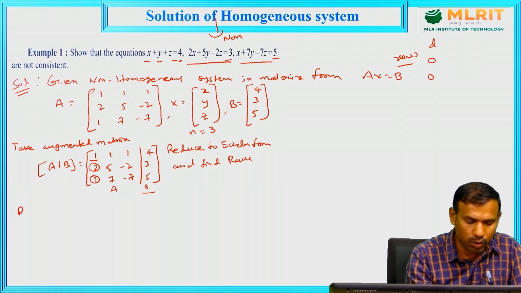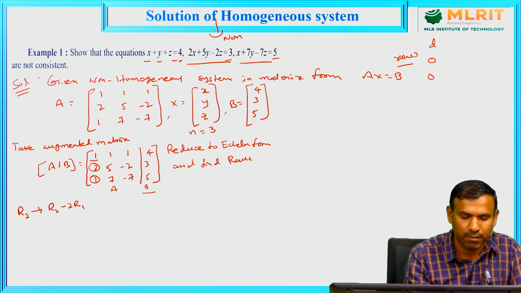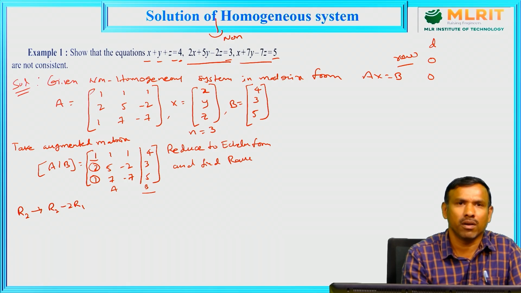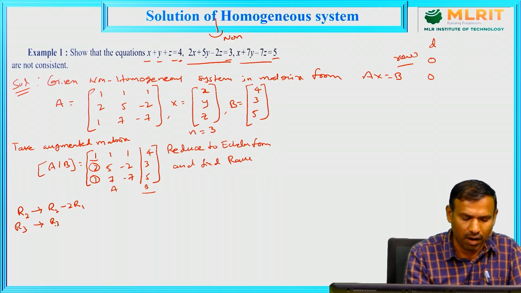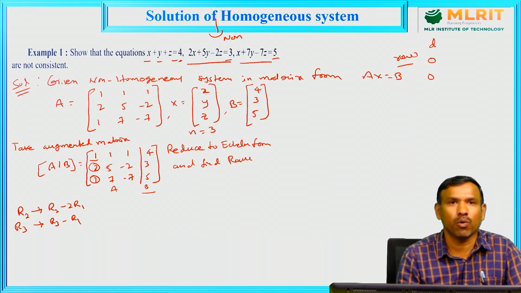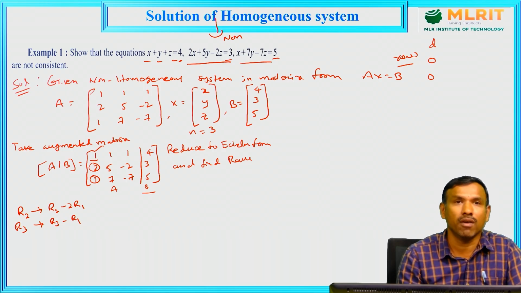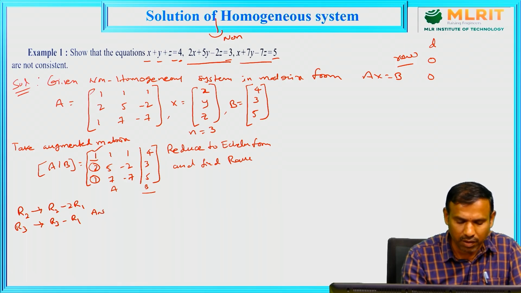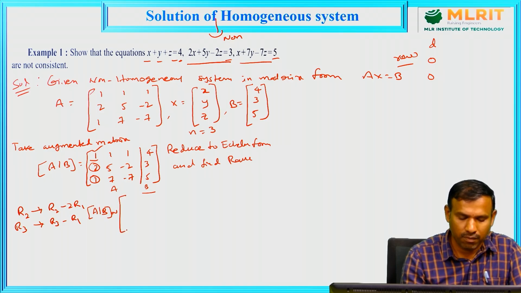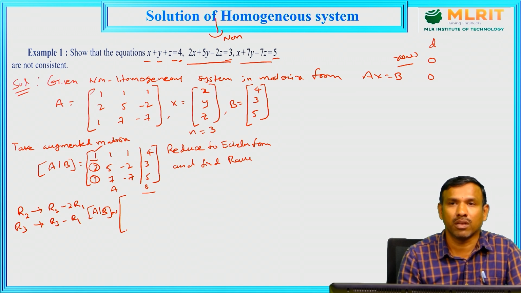So R2 becomes R2 minus 2R1. R2 is 2 and R1 is 1, so 2 into 1 is 2, and 2 minus 2 is 0. R3 becomes R3 minus R1. The pivoting row is R1, which is 1. Using R1, we are making the two elements below it 0. The obtained matrix we call the equivalent matrix. So A by B is equivalent to the following. The first row we are using, that's why there is no change in the first row.